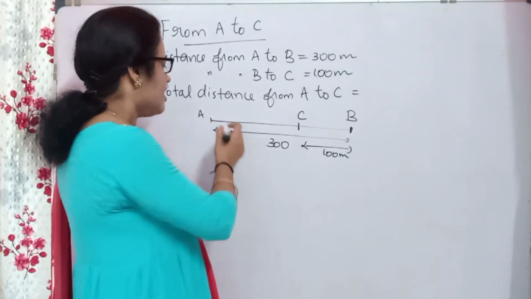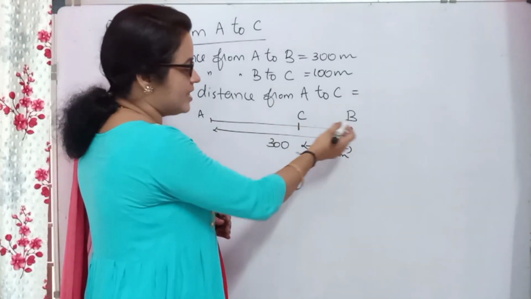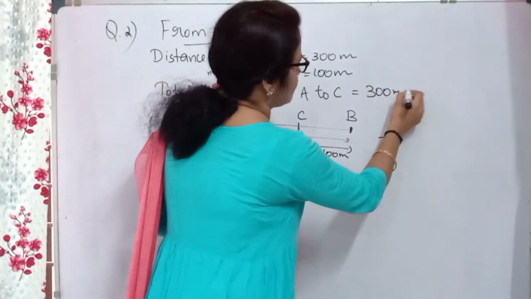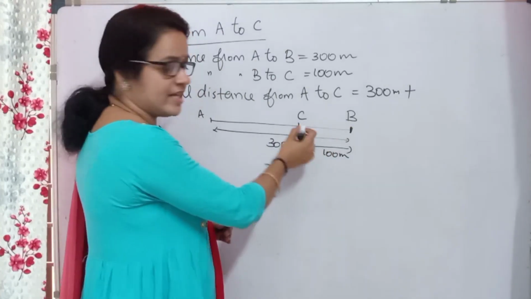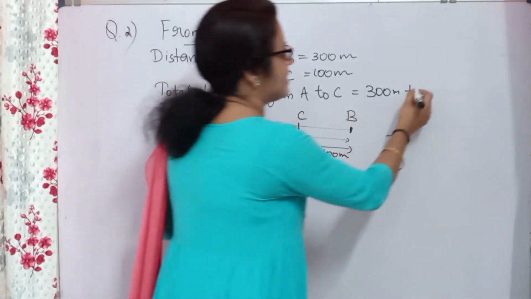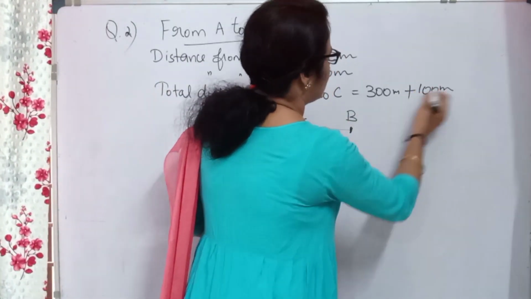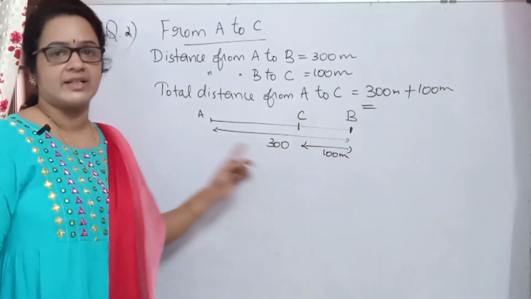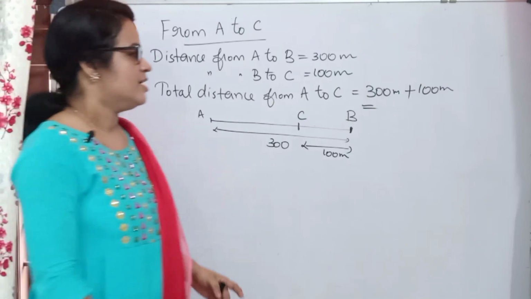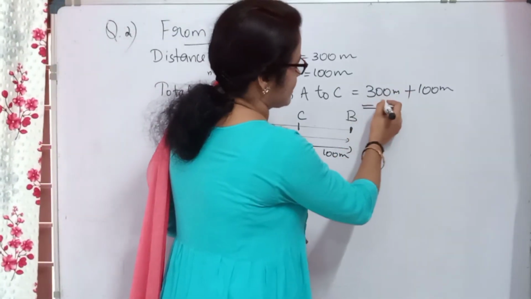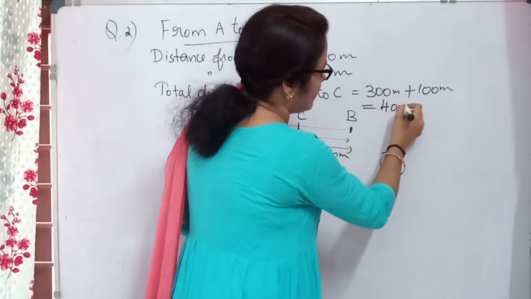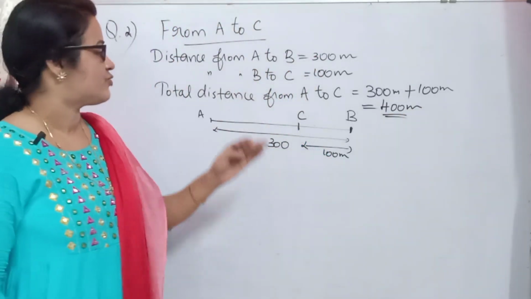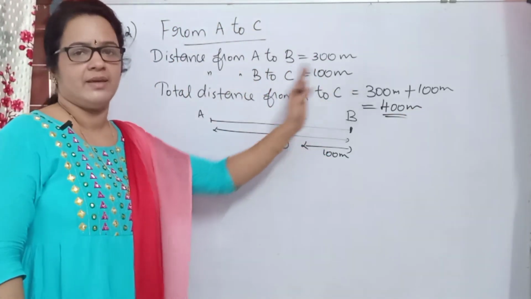So what will we get? First of all, he is moving from A to B, that is how much? 300. So 300 meters plus B to C, how much distance has he moved? Yes, that is 100 meters. So what will be the total? The total distance means the total path length we are calculating, right? So how much distance has he moved? Yes, that is 400 meters. Right. Now we are getting the total distance from A to, sorry, A to C.